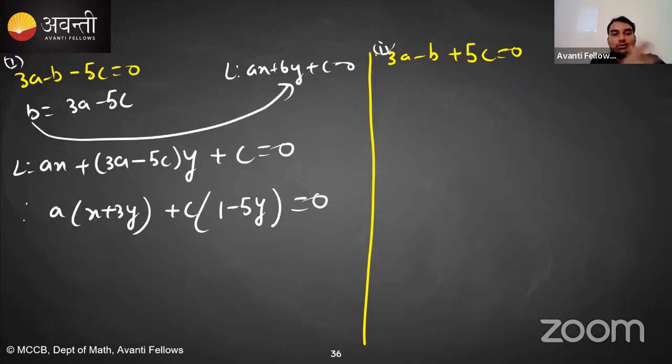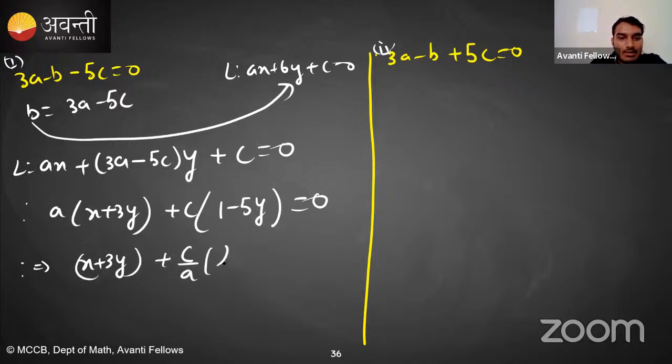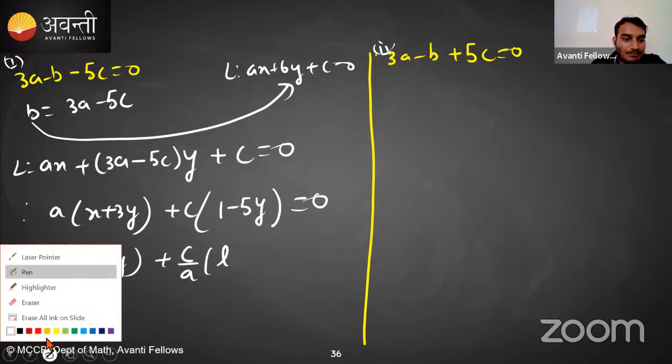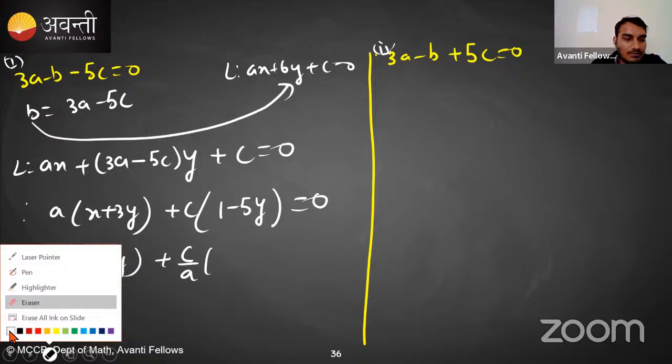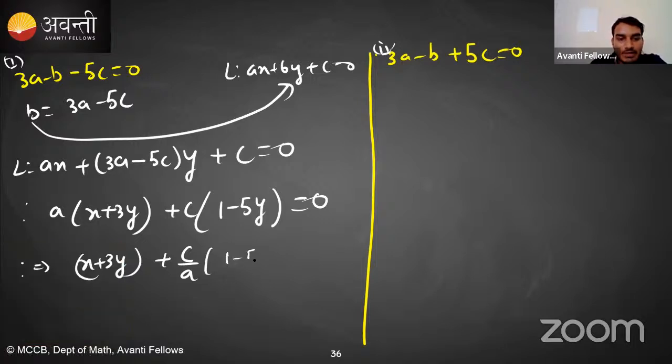This is written as, a को अलग कर लो, c को अलग कर लो. So now it is written as (x plus 3y) divided by a plus c upon a (1 minus 5y) is equal to 0. So this is nothing but L1 plus lambda L2 equal to 0. So it means this line will pass through a fixed point. That fixed point is the point of intersection of L1 and L2.